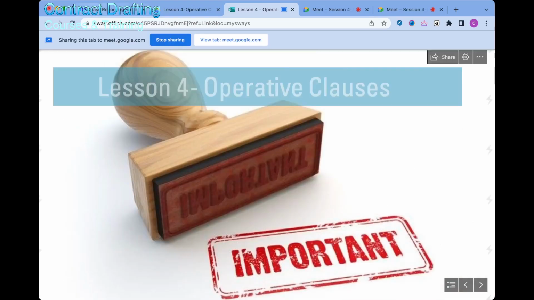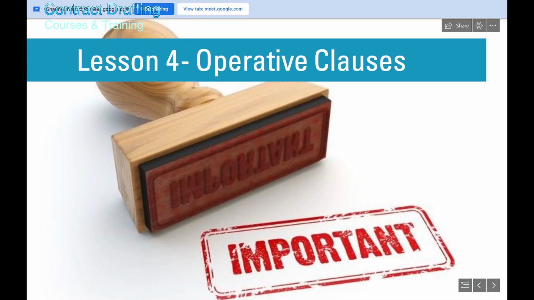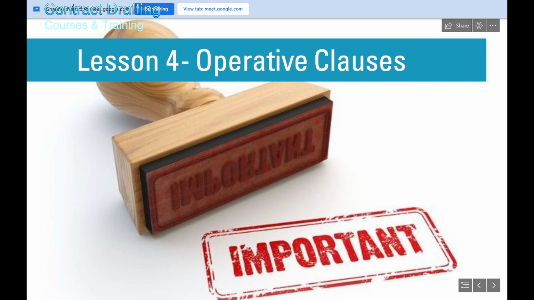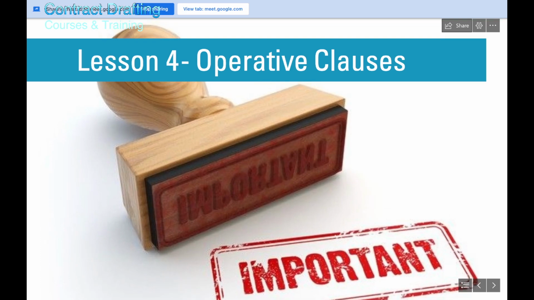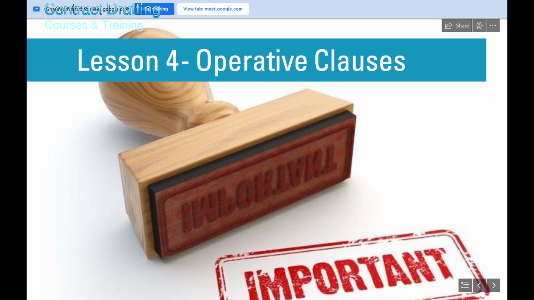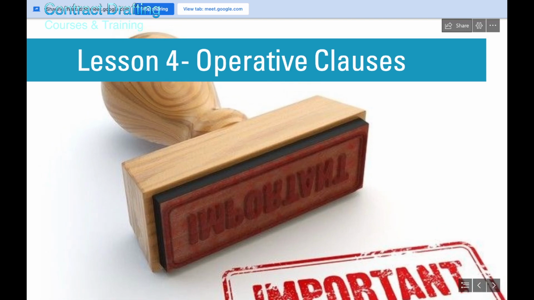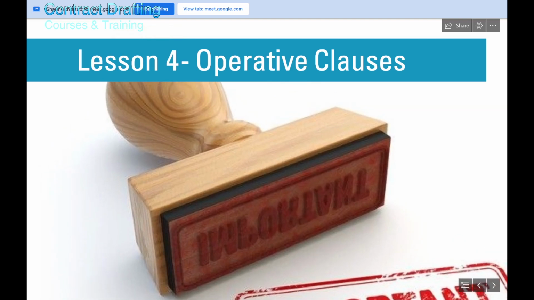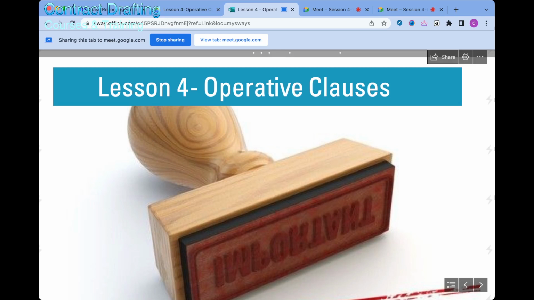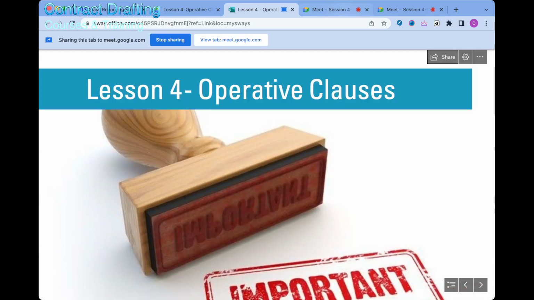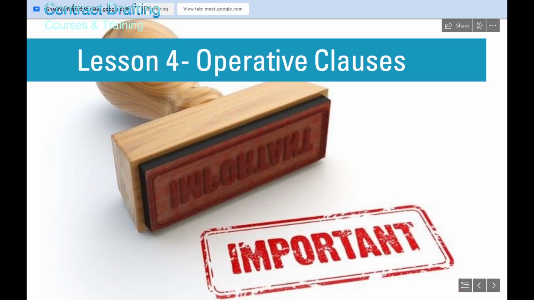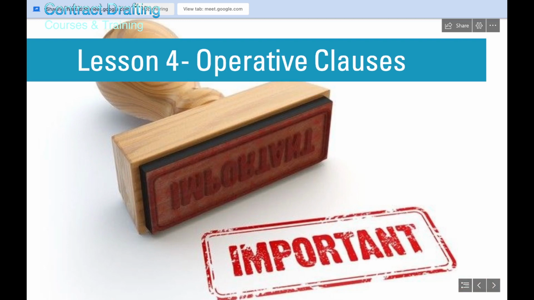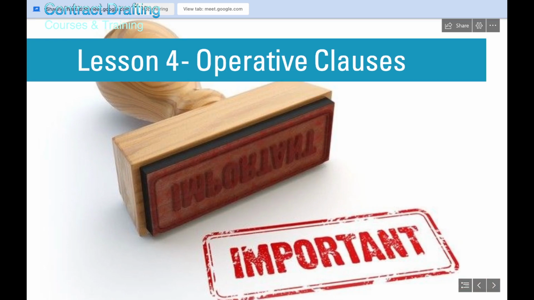Okay, so today is a very important class because now we are going to start the actual contract clauses. These are also known as operative clauses and boilerplate clauses. These are the clauses that are going to affect the relationship of the transaction, the parties, and all that.